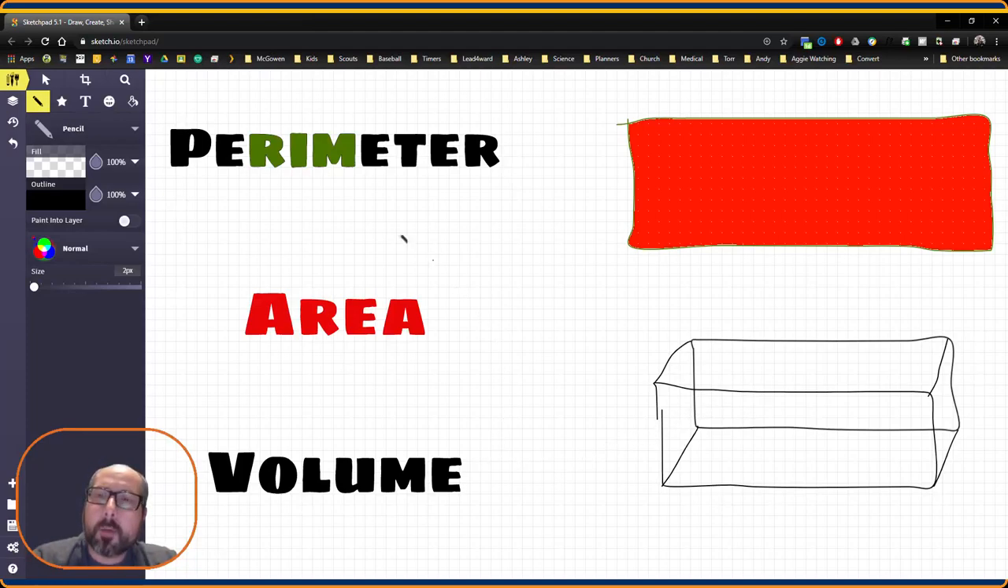So when perimeter was measuring in straight lines, and area was measuring in squares, volume is now measuring in cubes. You can think of it as stacking a bunch of unit cubes in a figure or a container. And this is something we're going to use not only in math but also in science.